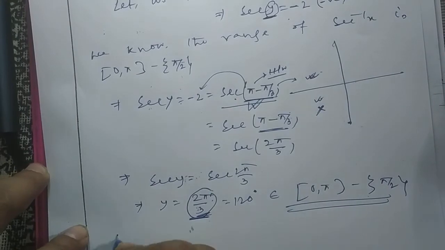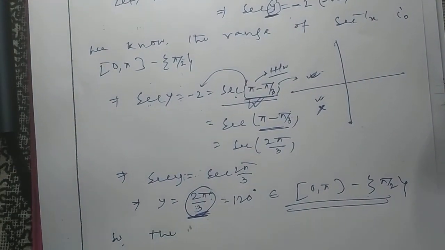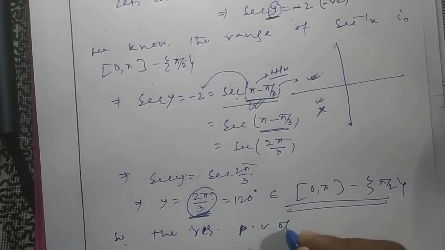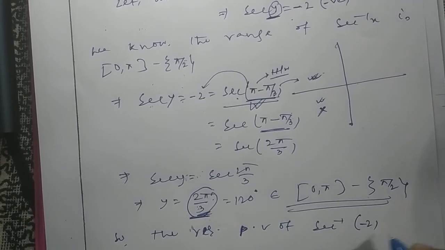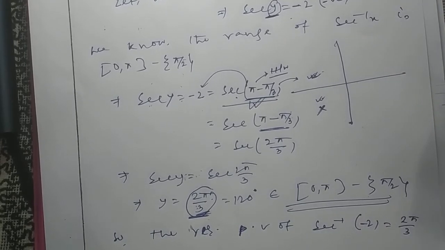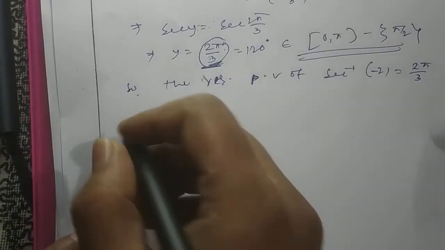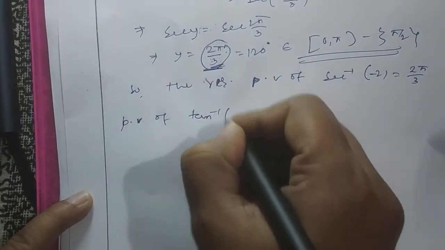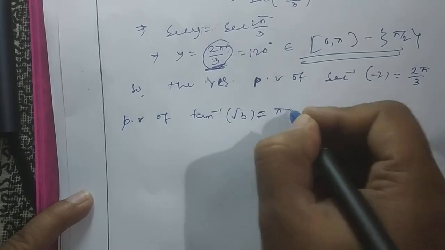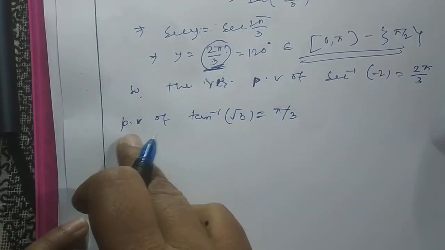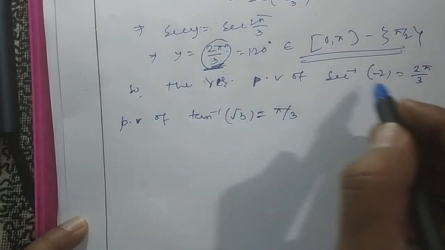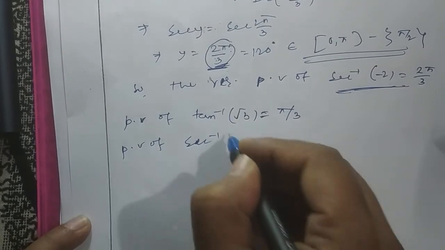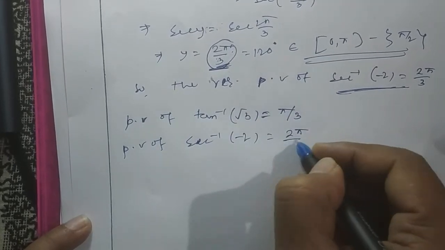ITF. So you can say, the required PV of sec inverse minus 2 is 2 pi by 3. Correct? Understood or not? Already in the previous step, we have found the PV of tan inverse root 3, that was pi by 3. Now we are getting the PV of sec inverse minus 2, that is 2 pi by 3.